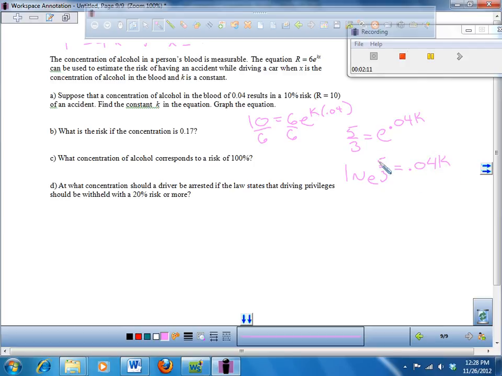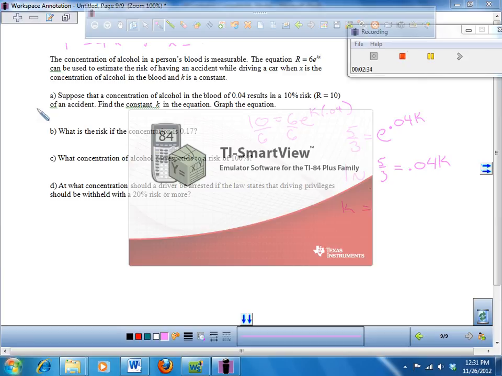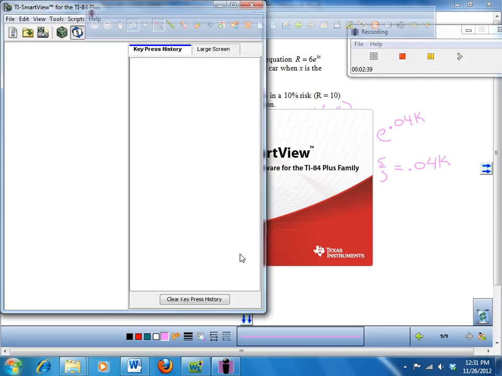Natural log of e to the 5/3 equals 0.04k. So I rewrote this in logarithmic form. I'm just putting the e there because it helps me think about it, but now I'm going to erase it. So if I take the natural log of 5/3 and divide by 0.04, I'll get k. You can do that on your calculator, making sure you're doing it in the right order.